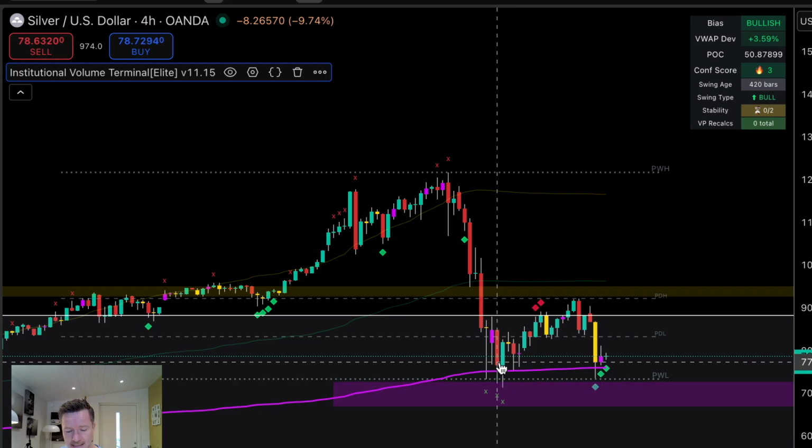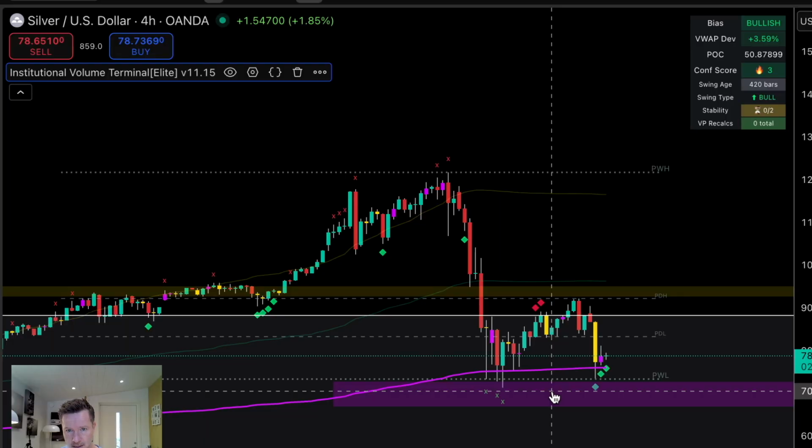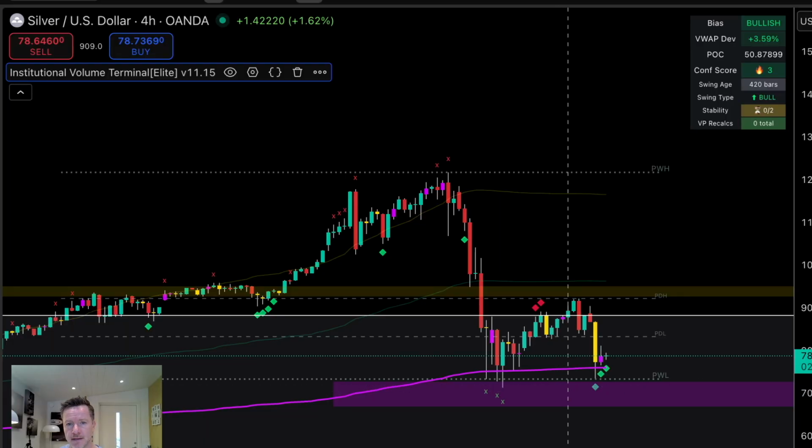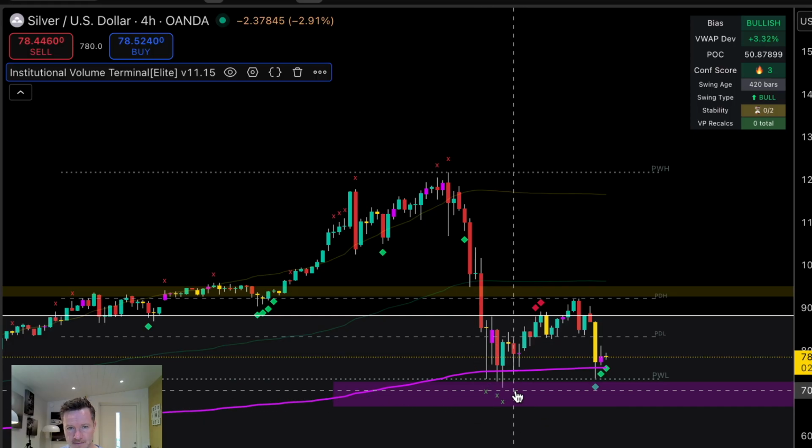The purple magnet zone sits at 68 to 74, right above the massive POC accumulation area. If silver pulls back here, that's not a breakdown. That's the institutions getting another chance to add. The structure is still bullish, the regime is bullish, and the volume confirms institutional sponsorship. The terminal even marks the prior week high at 92. That's a clean measured move target based on the accumulation range.